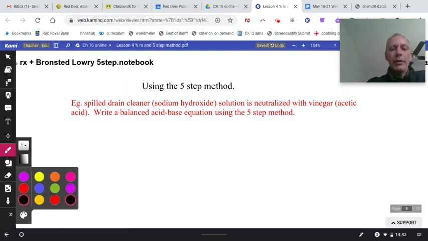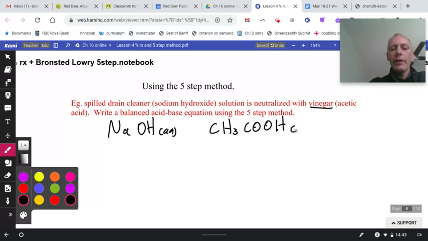Okay, spilled drain cleaner is neutralized with vinegar. Spilled drain cleaner is sodium hydroxide solution, aqueous, is neutralized with vinegar or acetic acid, CH3COOH, aqueous. Because they're both aqueous, that means we have water present, and we always list water too because it is also an acid and a base. Okay, write a balanced acid-base equation using 5-step method.